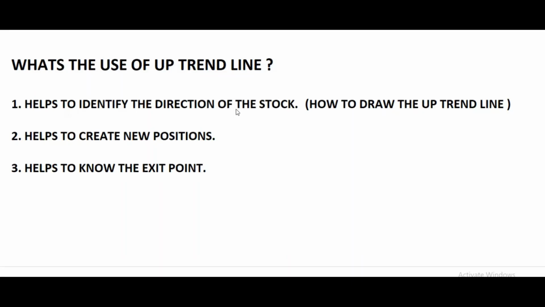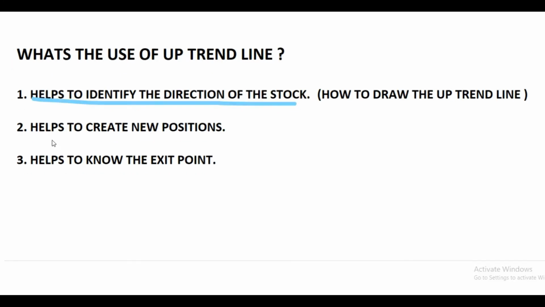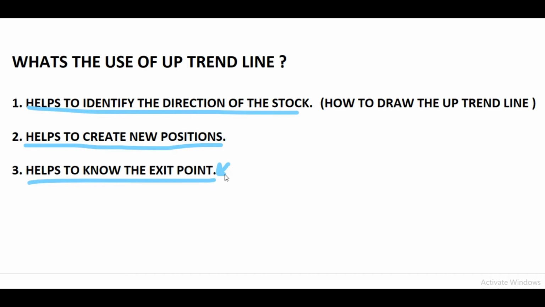Uptrend line helps us to identify the direction of the stock. We can see with the help of trend line how strong the trend is and how long the trend can travel. The second one is it helps us to create new positions. And third one is it helps us to know where to exit from a particular stock. But all I can say is once the stock breaks the uptrend line, be prepared to exit.